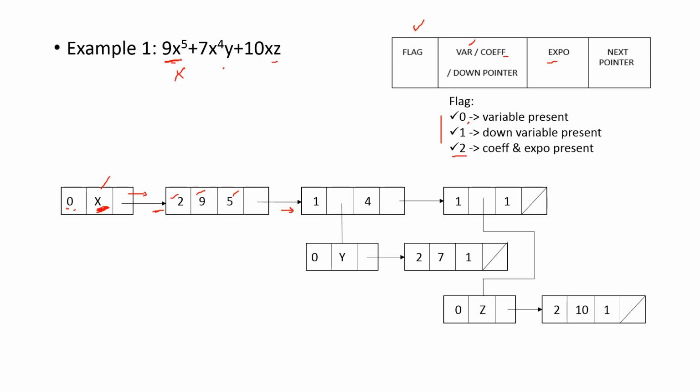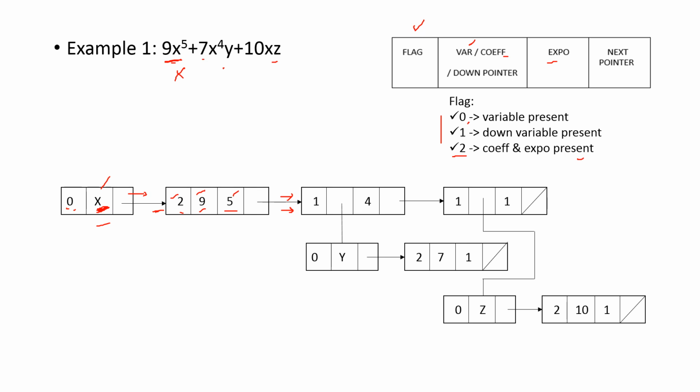That is, first you are considering the variable x, so you have written it here, and then the first term, it is 9x^5. There is no other variable, only the x variable is there. So we have to use flag 2, with coefficient and exponent present. Flag 2, coefficient 9 and exponent 5. Then to the next. Then we are coming to the next term.